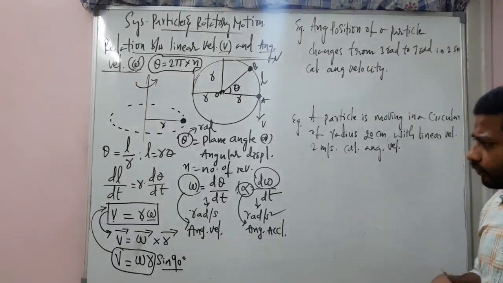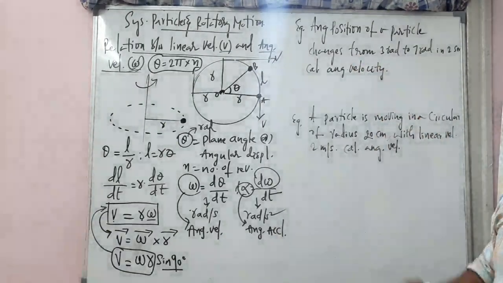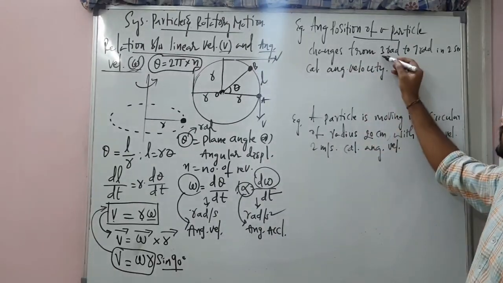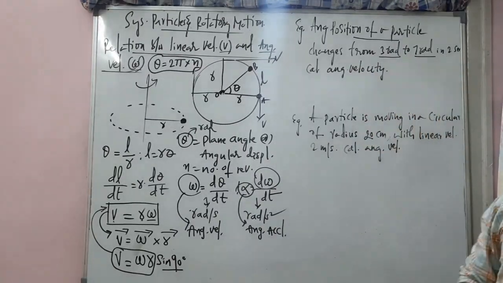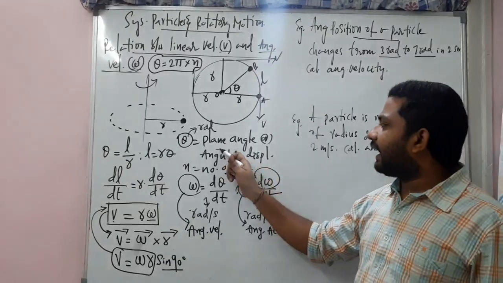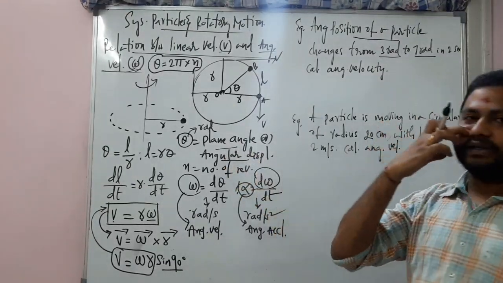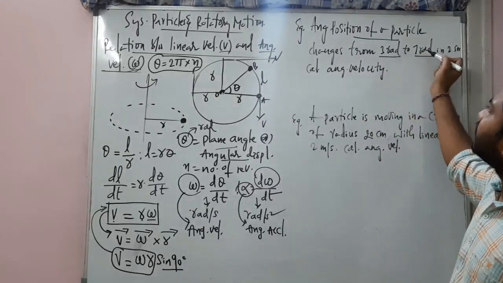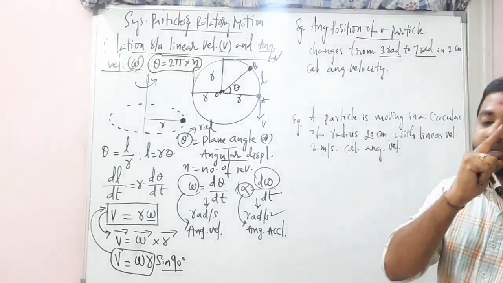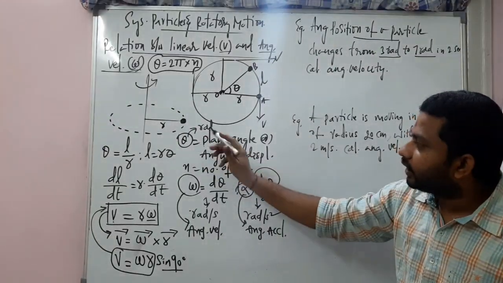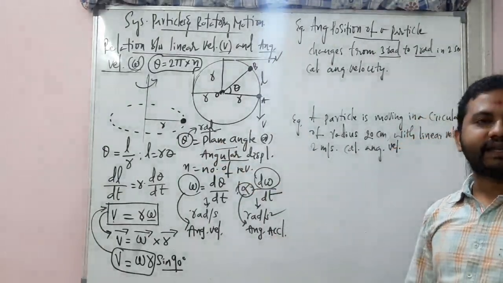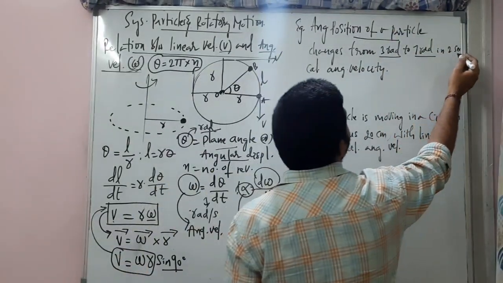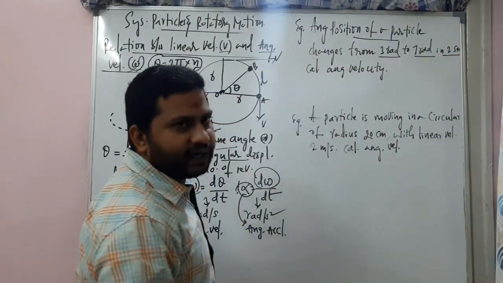Now, coming back to this. The angular position of a particle changes from 3 radians to 7 radians in 2 seconds. Calculate the angular velocity. Angular position is also called plane angle or angular displacement. Radian is a unit of plane angle, I have told you already.